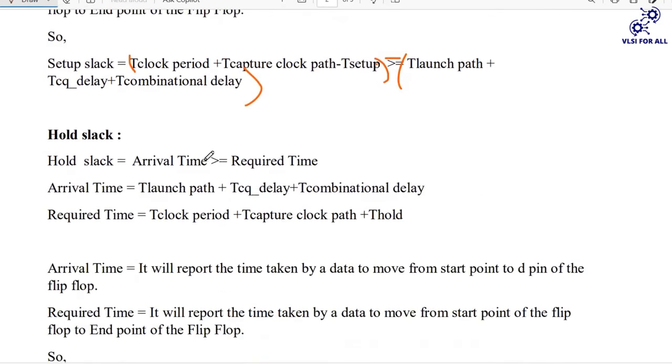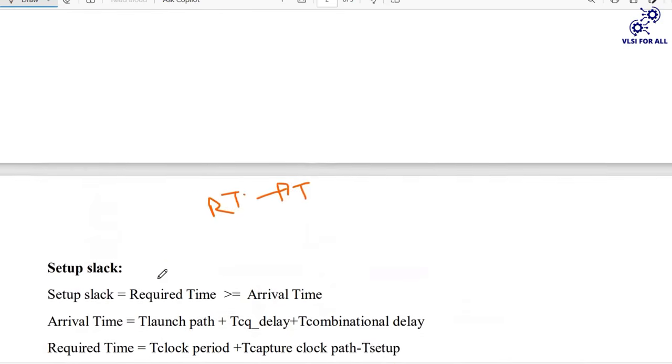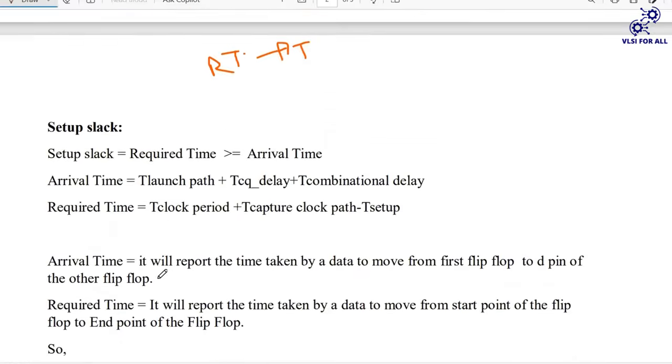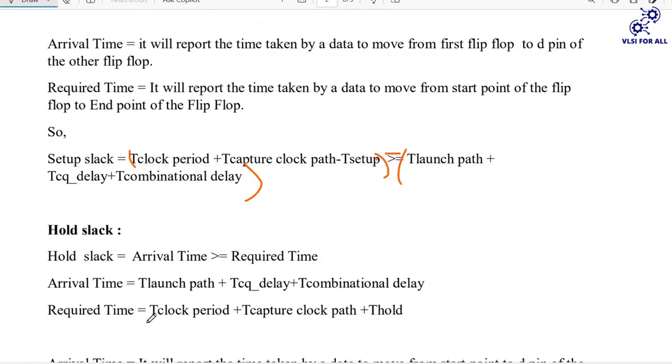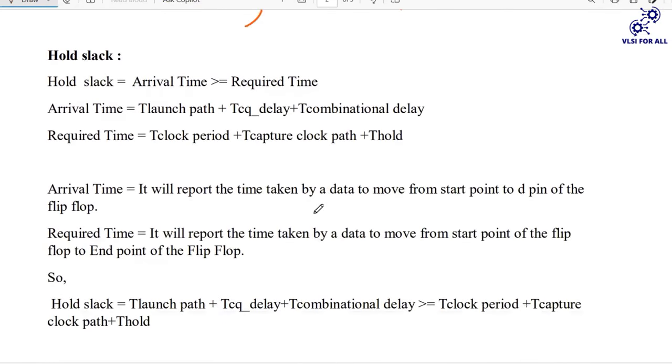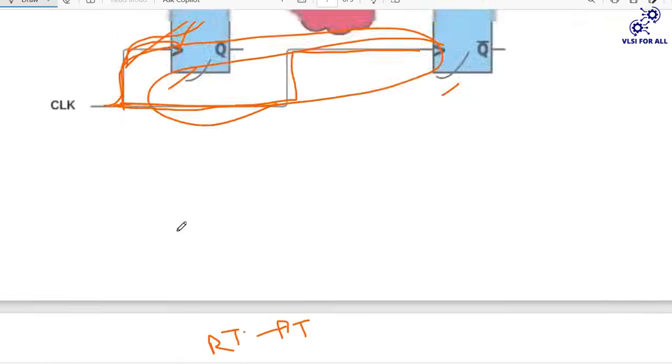For the hold slack, arrival time should be greater than the required time. Arrival time contains T launch path, TCQ delay plus combinational delay. Required time is T clock period plus capture clock path plus hold. Same as in setup, arrival time reports the time taken by data to move from the start point to the D pin of the flip-flop.